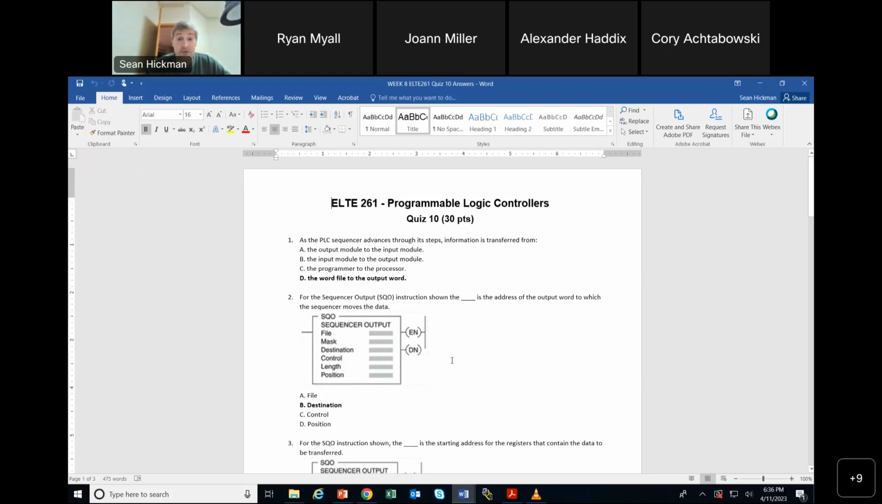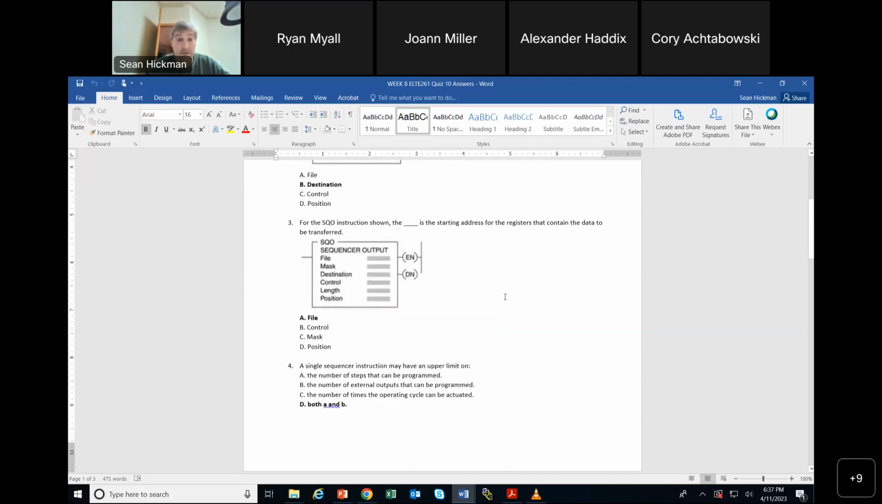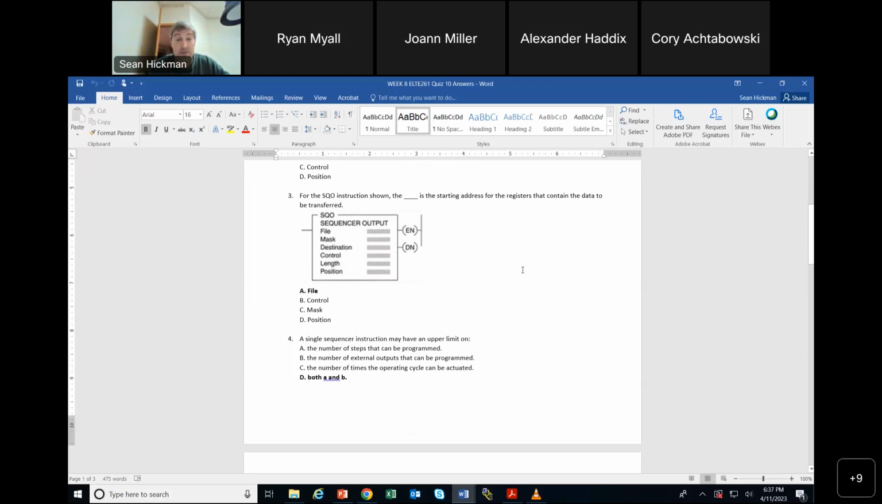Sequencers, the SQO instruction shown: the destination is the address output, which is where the sequence moves the data. Where is it going? Is it going to the output module? A lot of times you're turning on outputs, but in this case we're sending it to the VFD. The file is the starting address of the registers that contain the data to be transferred. So we're going to have a bunch of registers that we cycle through.